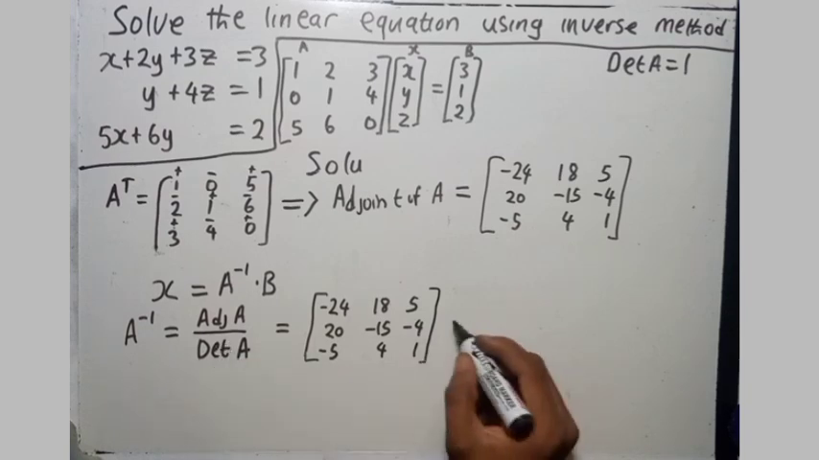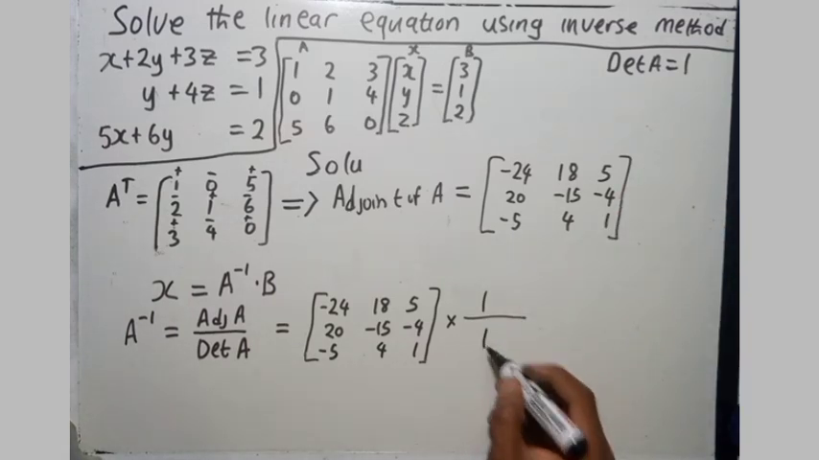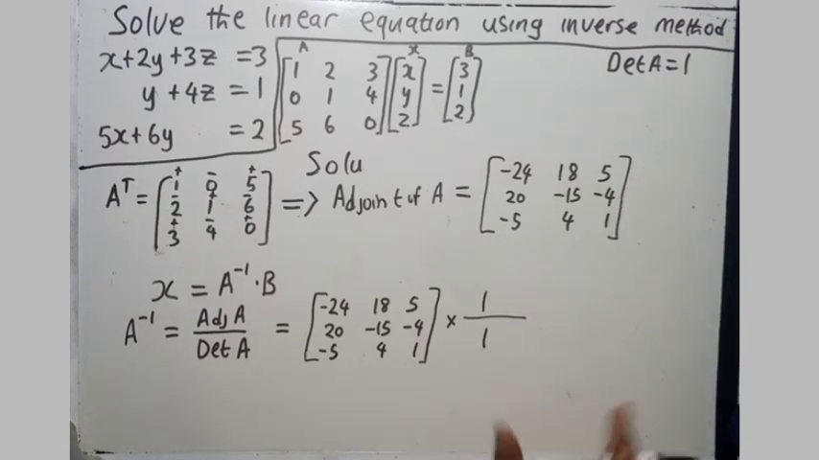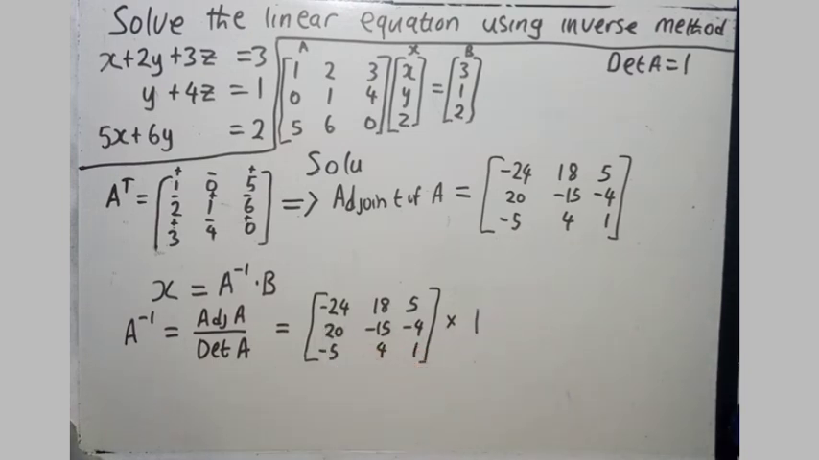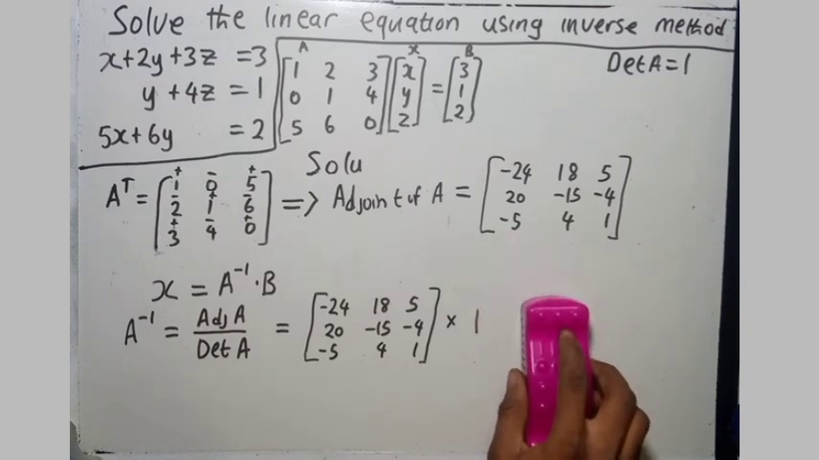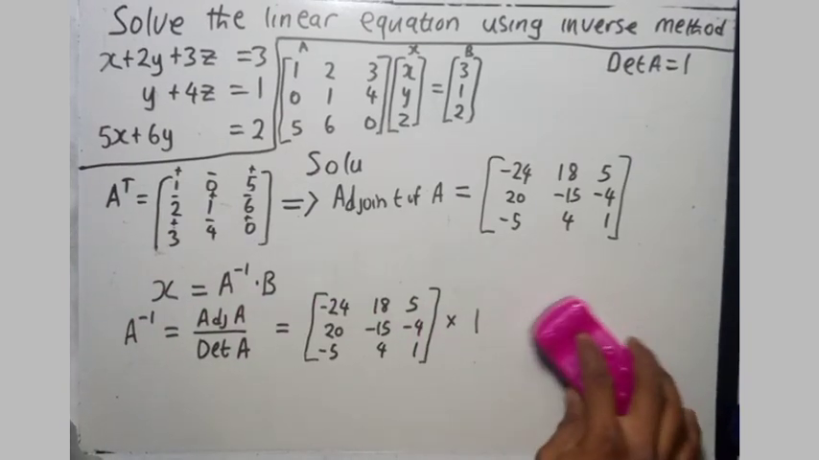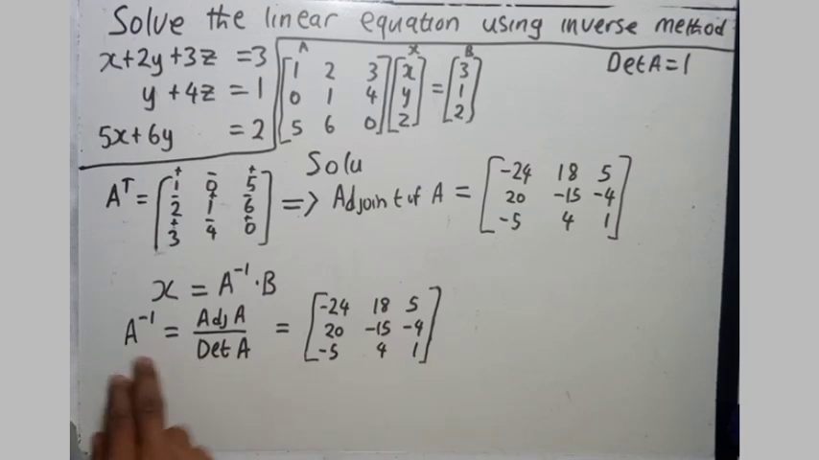Then we will divide it by what? By our determinant, which we got to be what? 1. So this is also something as you're writing 1. So 1 times everything here will still remain the same. Nothing will change. So we are getting that our A raised to power minus 1 is also the same thing as the adjoint, because our determinant is 1. So 1 divided in everything still remains the same. Nothing will change.